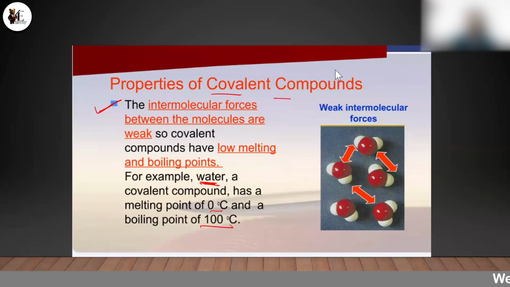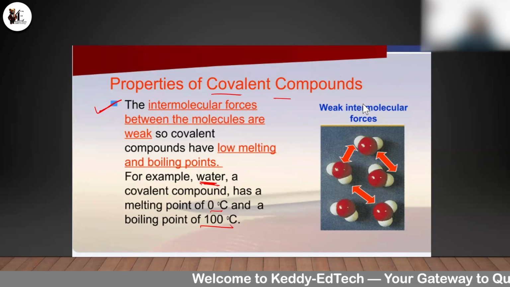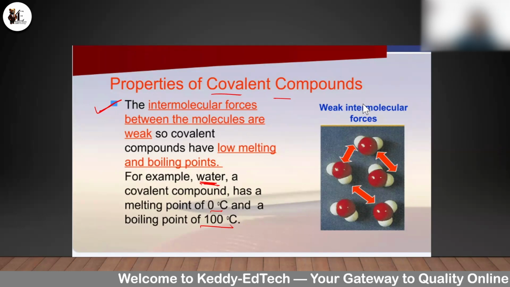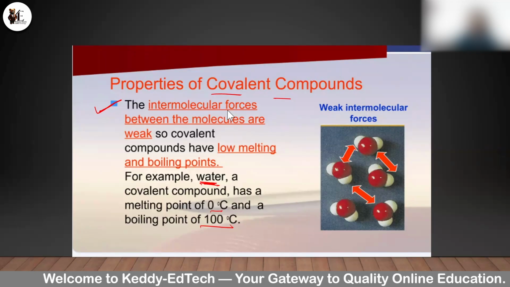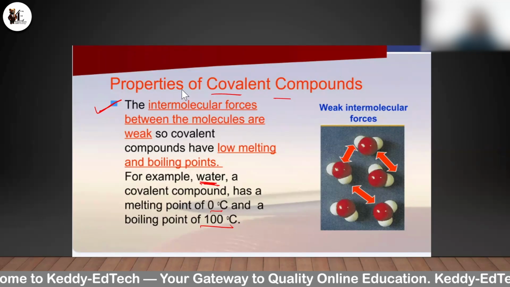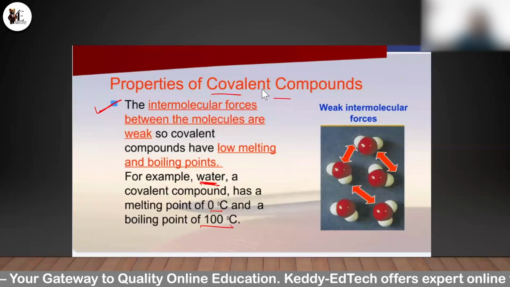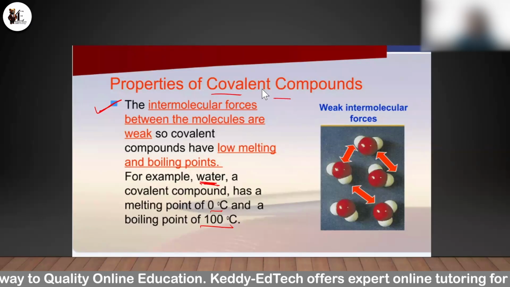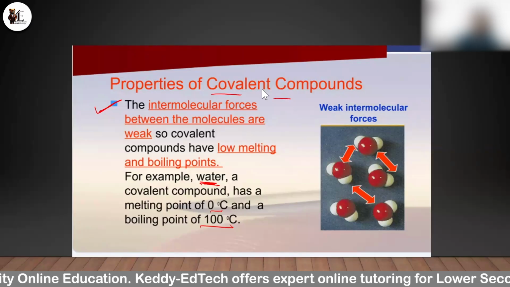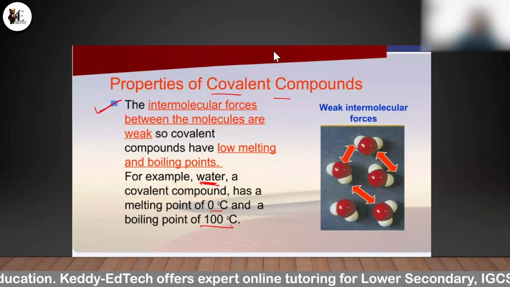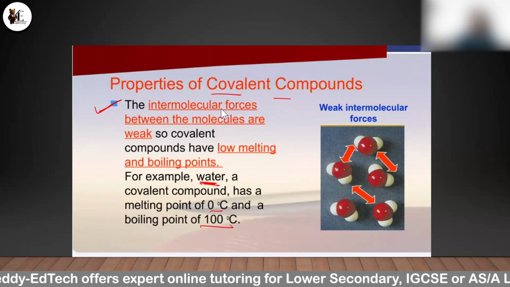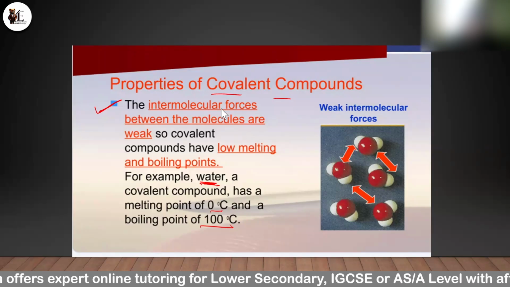First of all, write down this point. The first difference between ionic compounds and covalent compounds is that ionic compounds have high melting and boiling points, and covalent compounds have low melting and boiling points. Is that clear? Yeah.